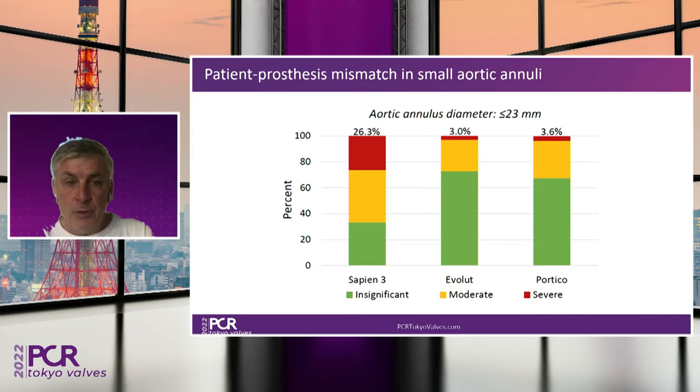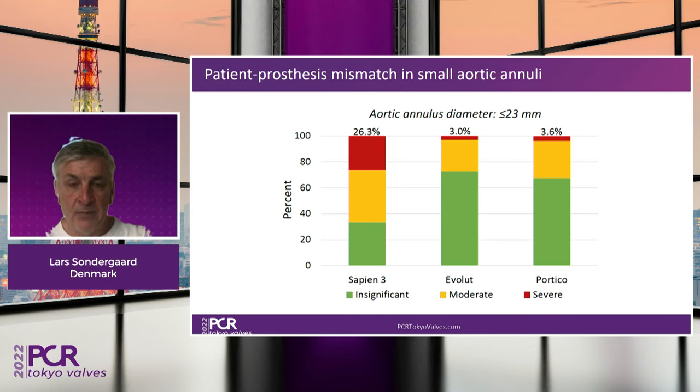If you get the slide back, I can show you some of the data, because it's certainly not the same rate of PPM we get for all these valves. The two main types of valves on the market are the balloon-expandable valve with an intra-annular leaflet position, such as the Sapien 3 valve, and then we have self-expanding technology. The self-expanding technology can be either with a supra-annular leaflet position as in the Evolut platform, or with an intra-annular leaflet position, such as in the Portico valve, or nowadays its next generation, the Navitor valve.